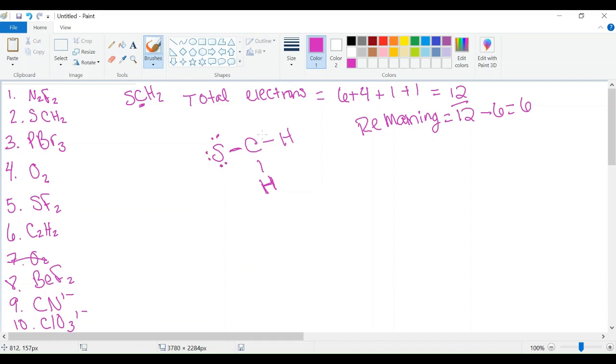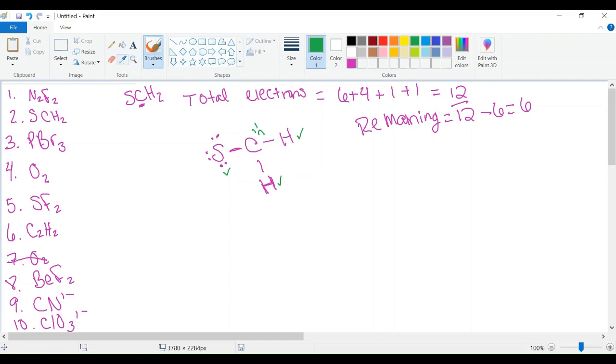You could also put 2 on the carbon instead. Doesn't matter. But then finally, I need to figure out, okay, are my octets satisfied? So for sulfur, 2, 4, 6, 8, sulfur's happy. Hydrogen only wants 2. But this carbon has 6 electrons around it. So it doesn't have a full octet.